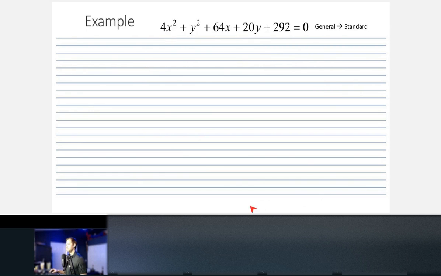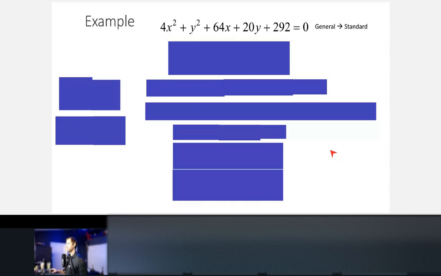Right. So what do you think our first step is? So think about circles. What would we do if it was circles? What would we do? Yeah, we would move that constant to the other side. What else would we do?